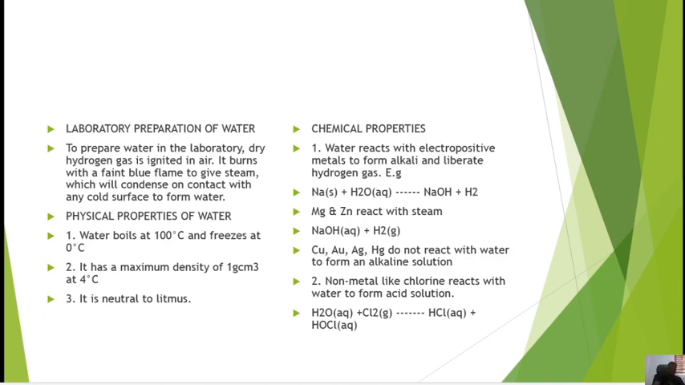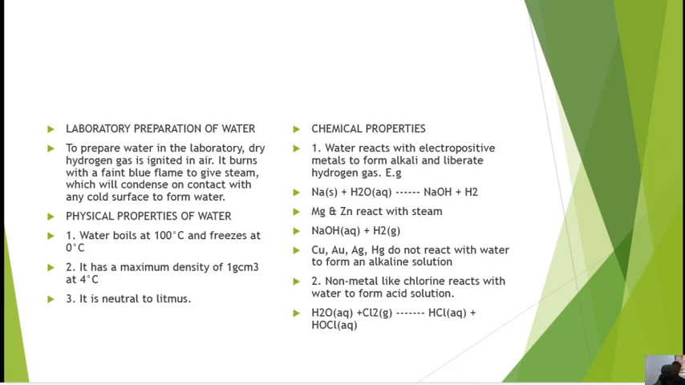Now, the physical properties of water include: water boils at 100 degrees Celsius and freezes at 0 degrees Celsius. Secondly, the maximum density of water is 1 gram per cm cube at 4 degrees Celsius. This is going to be discussed in your physics with respect to the anomalous expansion of water. Water is also neutral to litmus, which means it is neither acidic nor alkaline. It is neutral. So, with that said, we are going to talk about the chemical properties of water.